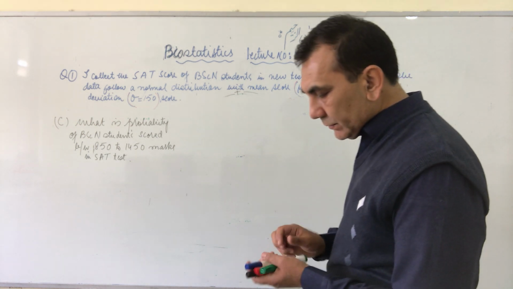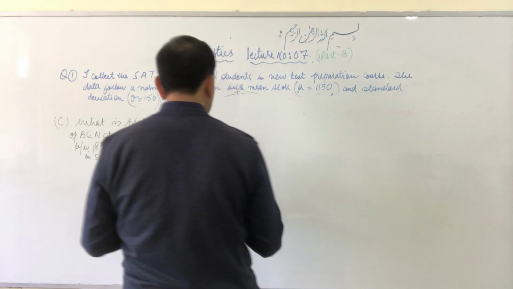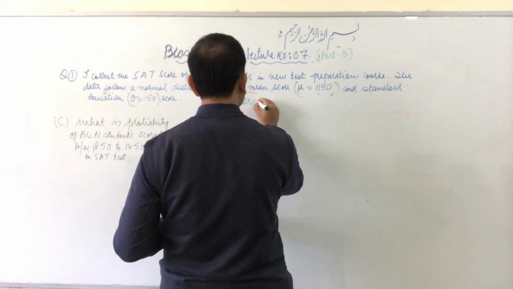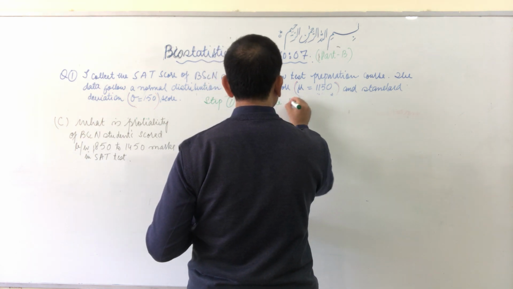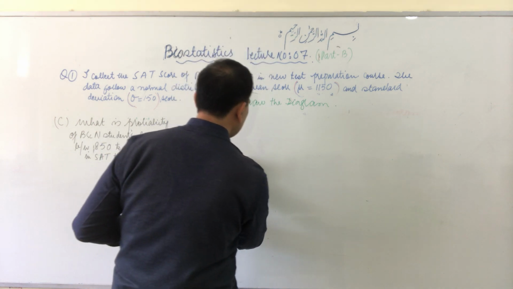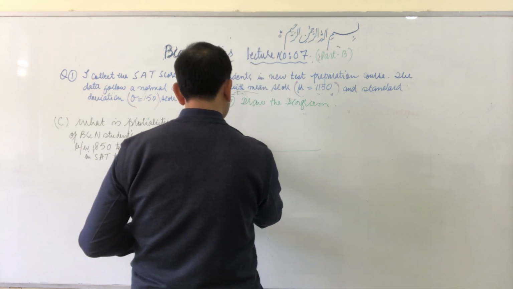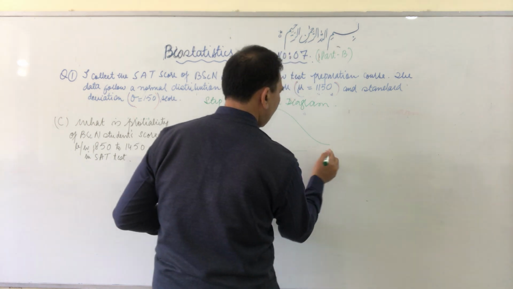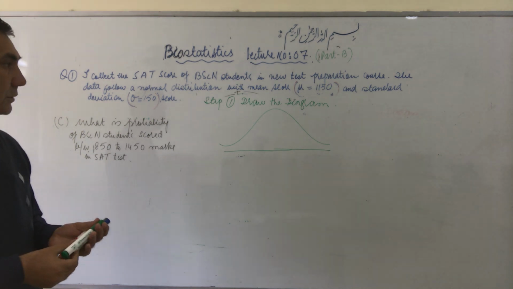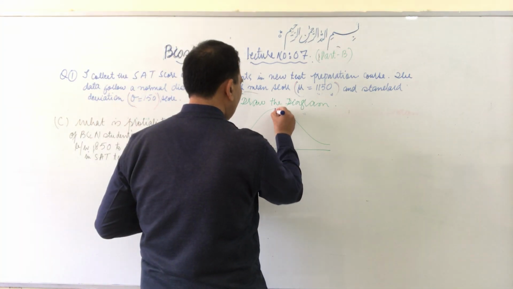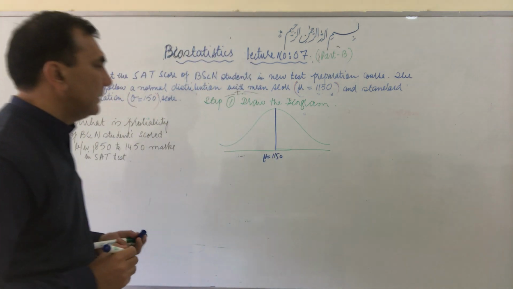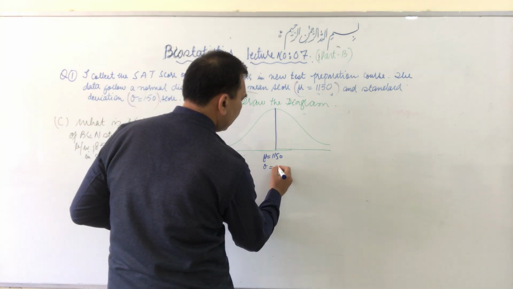So what we will do, same once again, in step number 1 we will draw the diagram and shade it. Okay. So here is the mu, 1150 marks, the mean, and sigma is 150 marks.